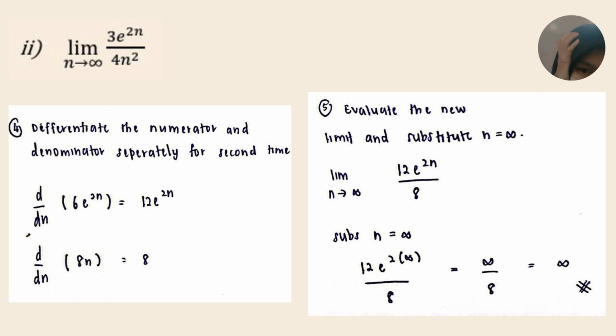After that, we evaluate the new limit and substitute n equals infinity into the new limit. So 12 to the power of 2n, where we substitute n becoming infinity, over 8. So we get the final answer as infinity over 8, and as the numerator is infinity, the whole thing goes to infinity. So the final answer of this question is infinity.